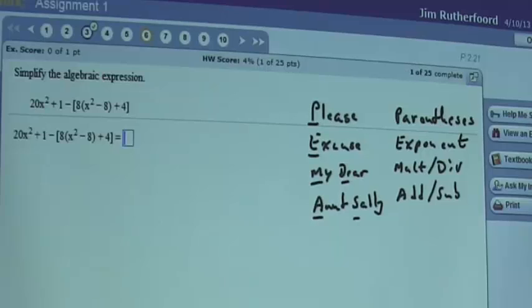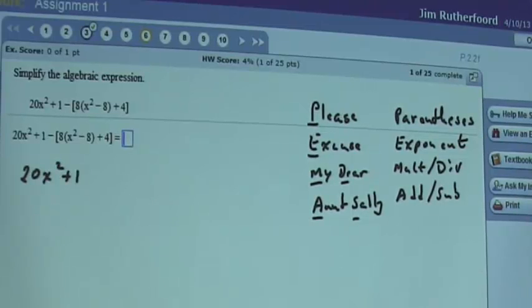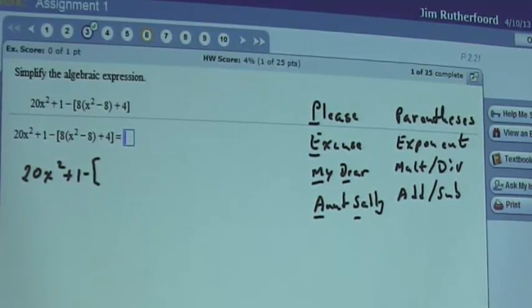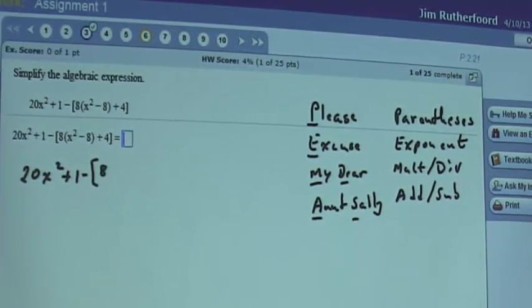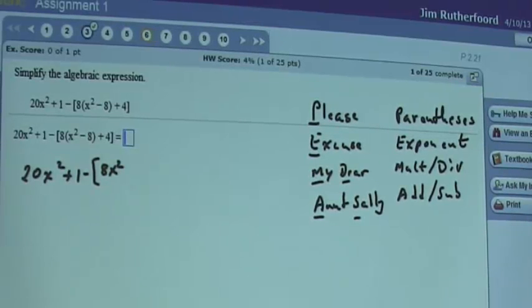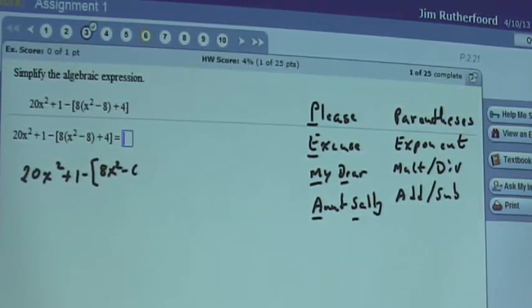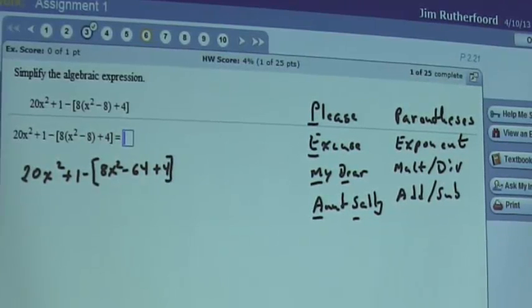So we'll keep the remainder the same. So we'll have 20x squared plus 1 minus bracket. Now we're going to multiply the 8 through the distributing process. So that'll be 8x squared. 8 times a negative 8 is negative 64. Then we have a plus 4. The 8 doesn't come that far. Okay. So now inside parentheses, I have 8x squared negative 64 plus 4.